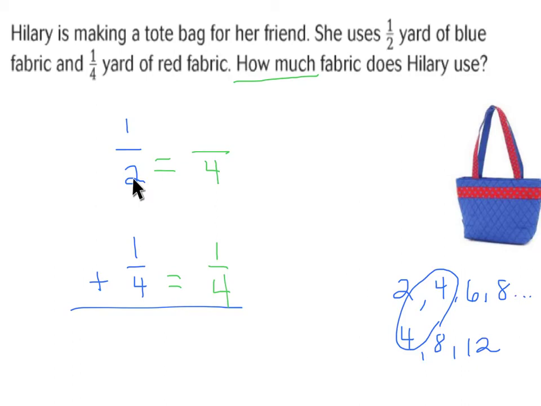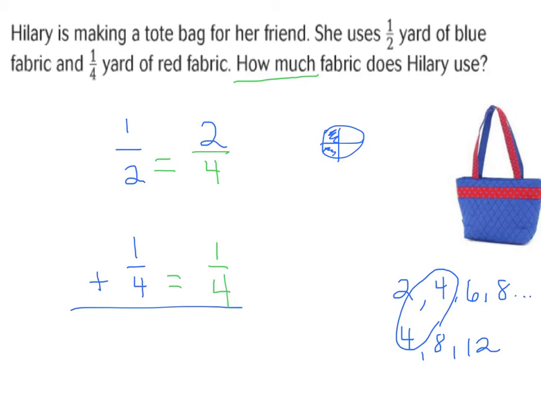Well, 2 times what is 4? 2 times 2 is 4. So 1 times 2 is 2. And we know 1/2 is the same thing as 2/4 because 2 is half of 4. So if I have something that is cut into 4ths and 2 is shaded in, that equals 1/2.